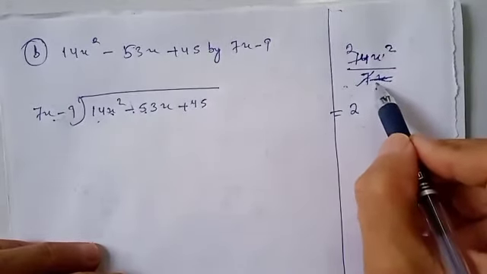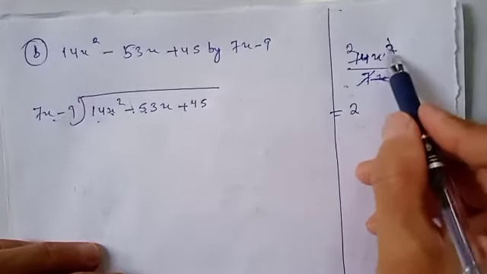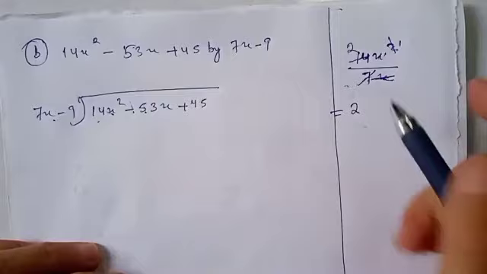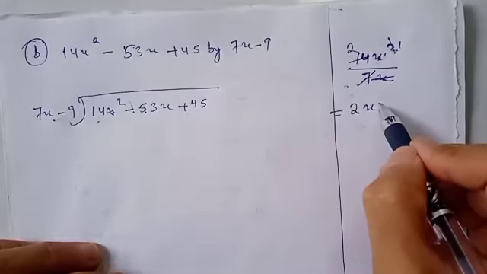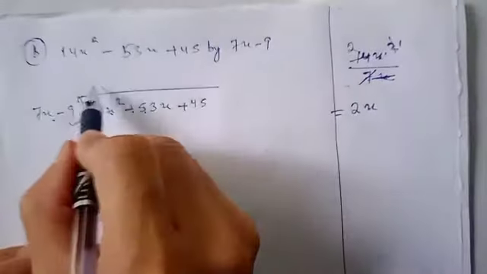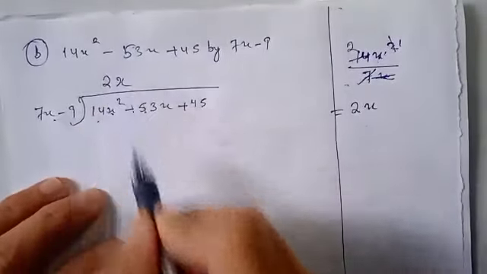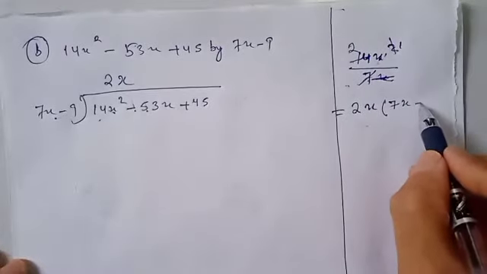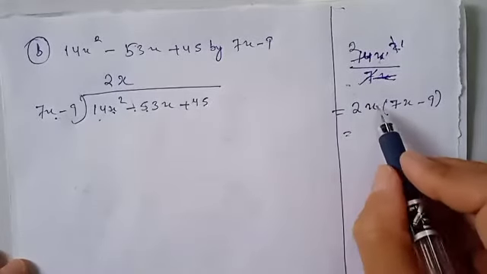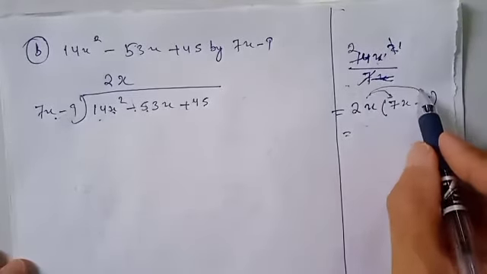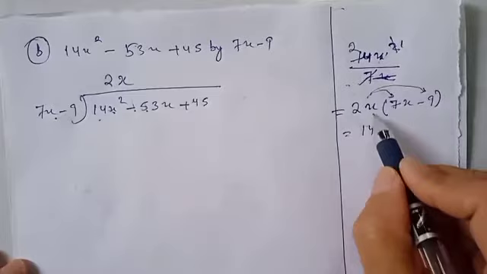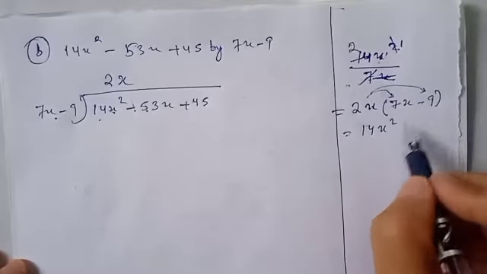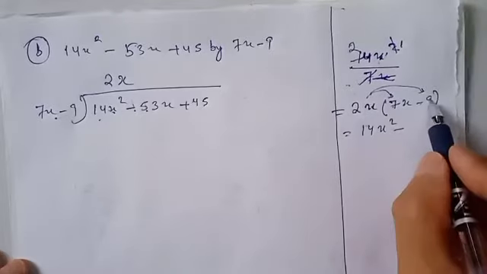In the numerator x squared, in the denominator 1x. If you remove 1x in the denominator, in the numerator also you have to remove 1x. So x to the power 2 will become only x to the power 1. Why? Because 1x is already gone. If the power is 1, no need to write it. Then this 2x, you write on the quotient side, 2x, okay? Again, this 2x times the divisor, we have two terms, so please write inside the bracket, that is 7x minus 9, okay? Now let's open up this bracket, 2x into 7x, 2x into 9.